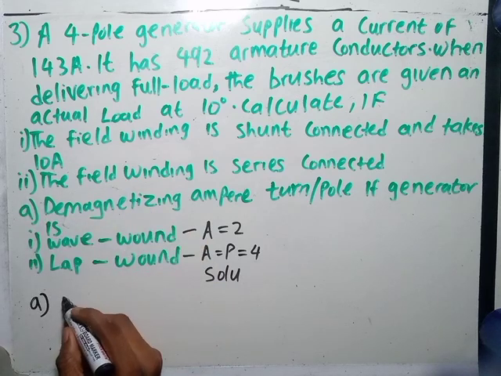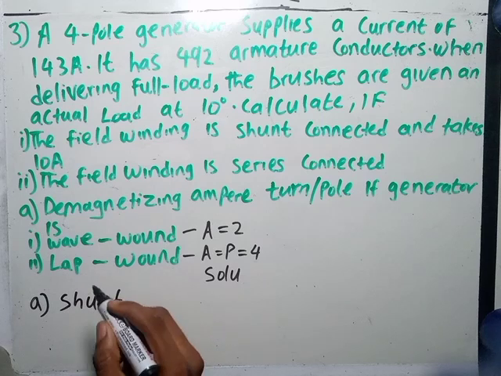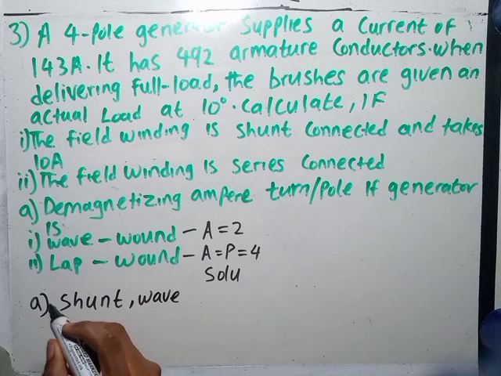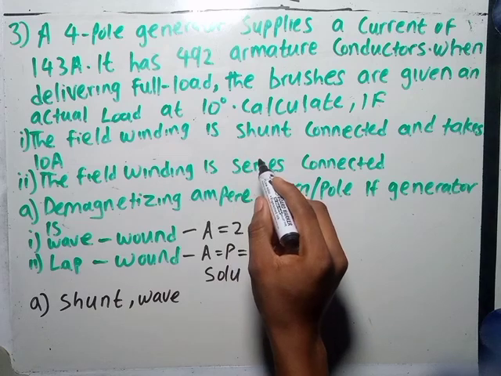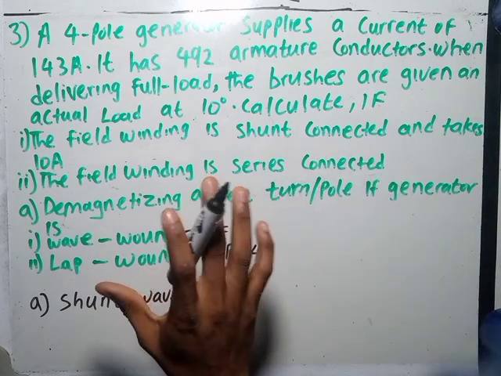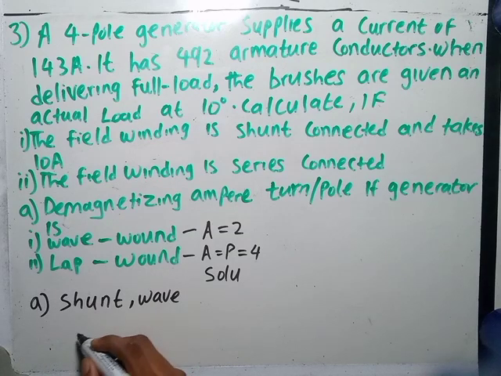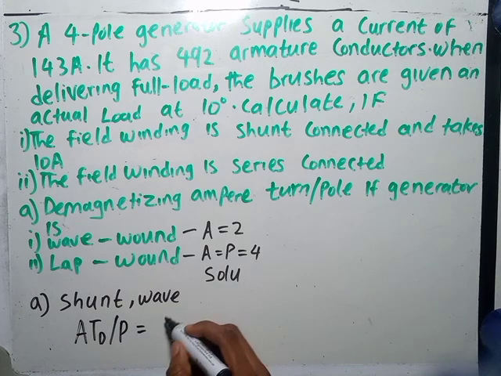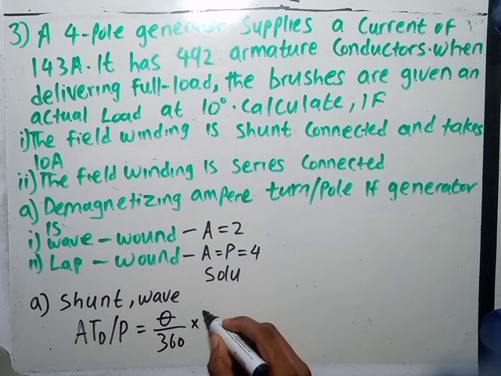Now the first case will be if we are dealing with a shunt generator that is wave wound. Now before I go further, for your shunt connected situation, we are given field current. Now our ATd, or demagnetizing ampere turn per pole, is given to us as our angle over 360 times our Z.